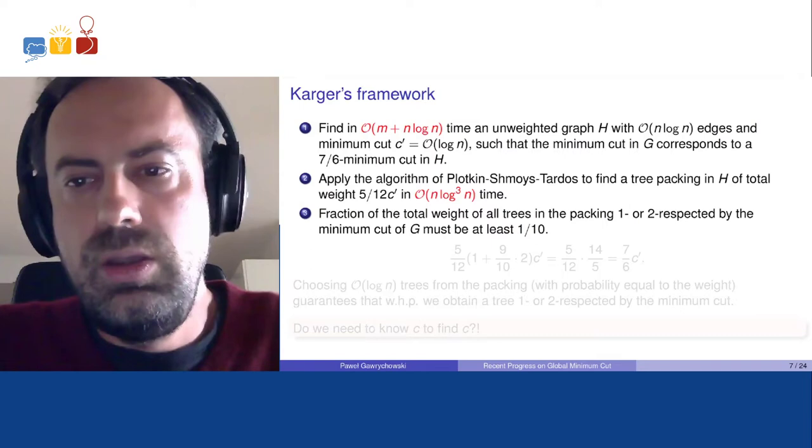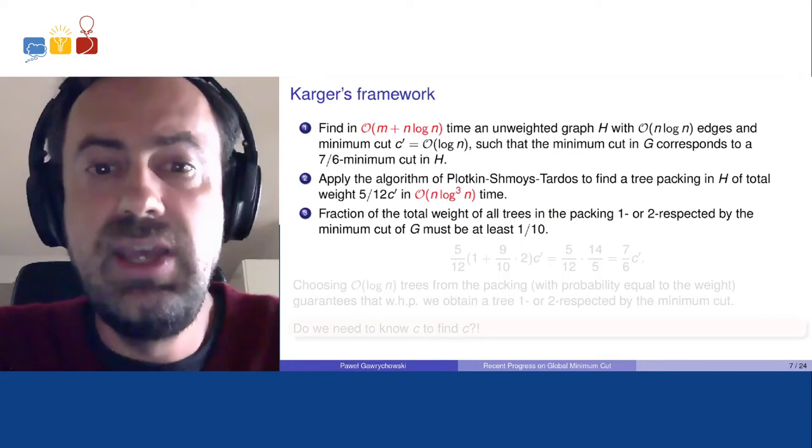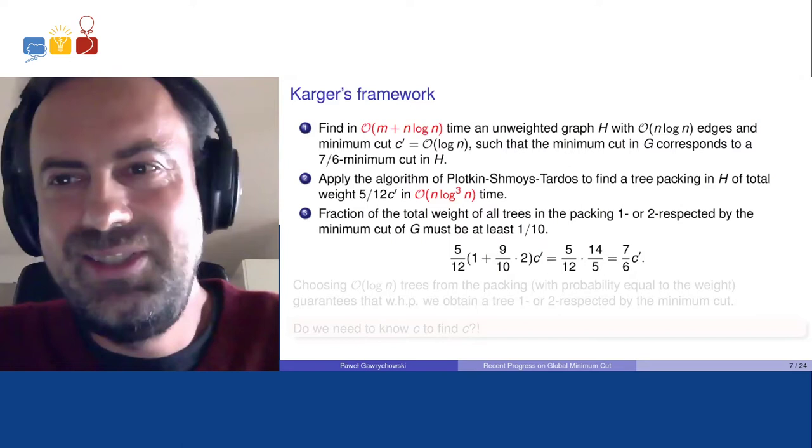Okay, so you find this collection of trees, it's a weighted collection, and then the total weight of all trees that are good for you, that can be used as a hint for finding minimum cut in G, is at least 1/10. And this requires some easy calculation. Okay, you can see the calculation, let's not go through this in detail. So why is this nice?